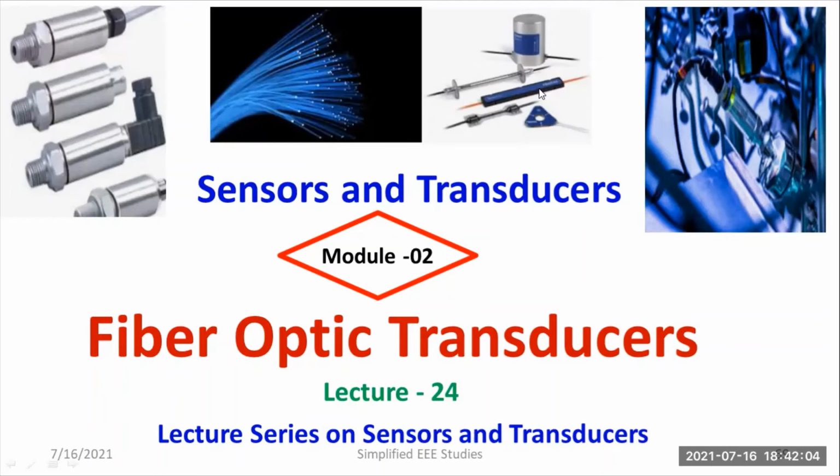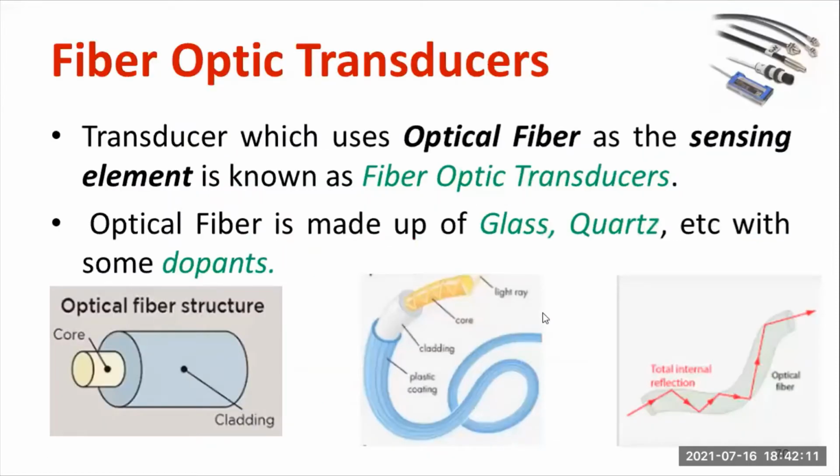Hello everyone. In this video, I'll be discussing the technical details of the fiber optic transducer. First of all, let's understand what we mean by fiber optic transducer. I think you must have heard about optical fiber cable, or OFC. A fiber optic transducer is basically a transducer which uses optical fiber as a sensing element. Such a transducer or sensor is known as an optic fiber transducer, or fiber optic transducer.